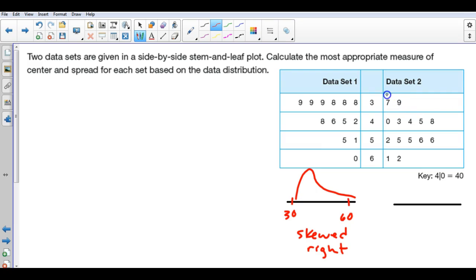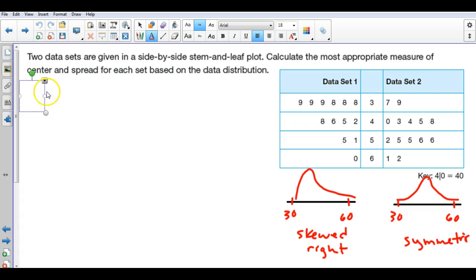And then if I look at this data, it looks like I'm going all the way from, again, if I were to put like 30 here and go all the way up to 60, it looks like we have kind of a peak or a cluster of data towards the middle. So it would look something like this if I were to make a dot plot, and our data would be symmetric.